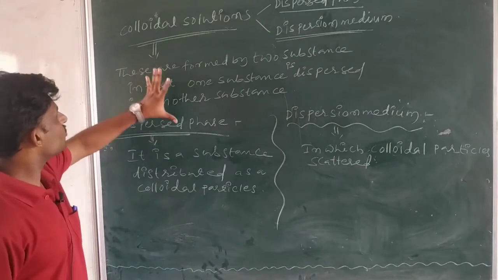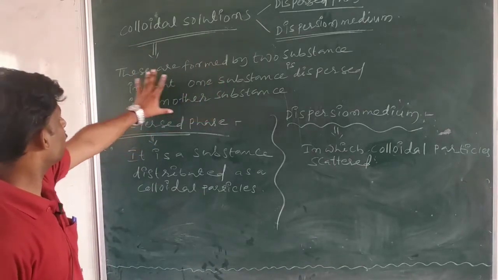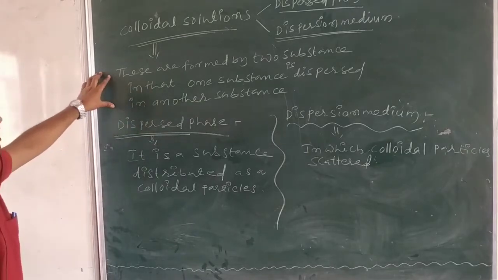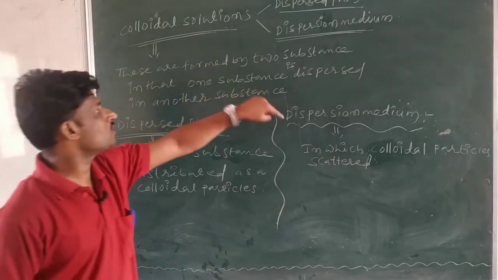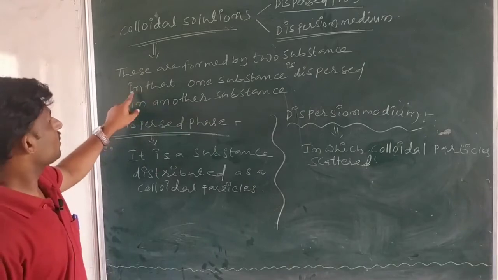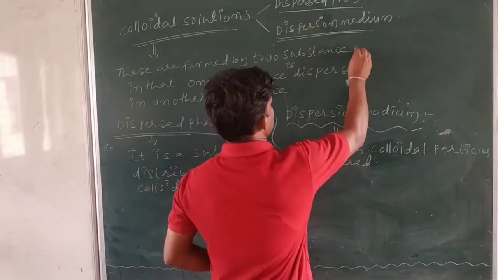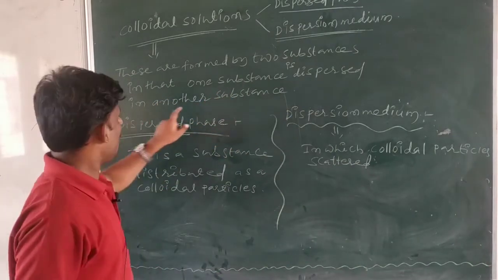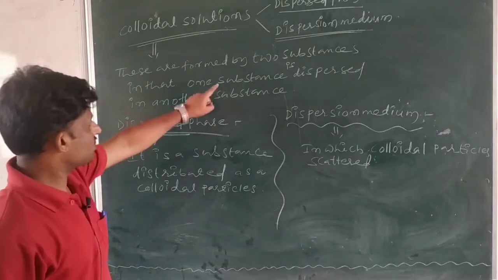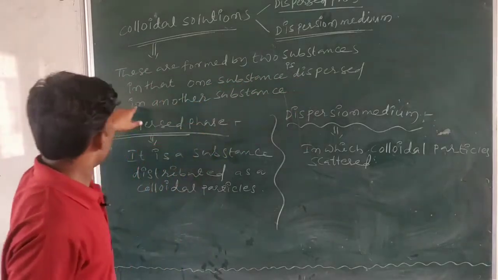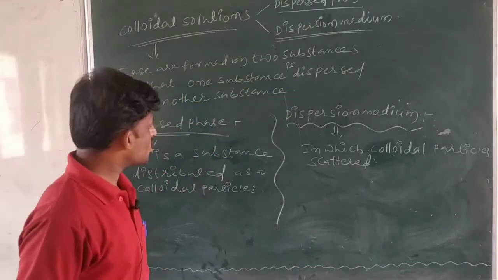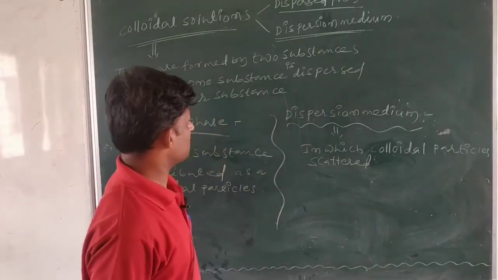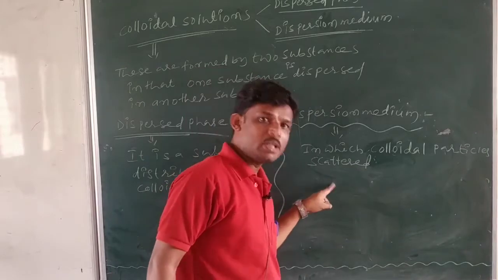So a colloidal solution has two components. We may define it simply: a colloidal solution is a solution formed by two substances. In that, one substance is dispersed, or distributed, in another substance. The one which is distributed is called the dispersed phase, and the one in which distribution takes place is called the dispersion medium.